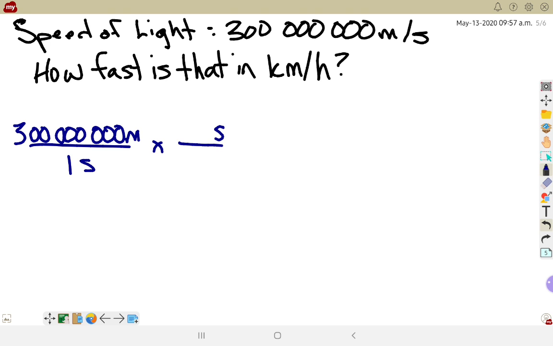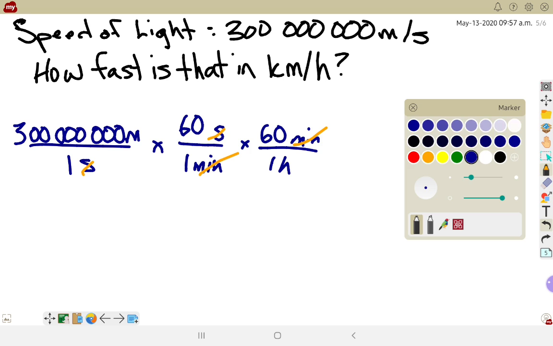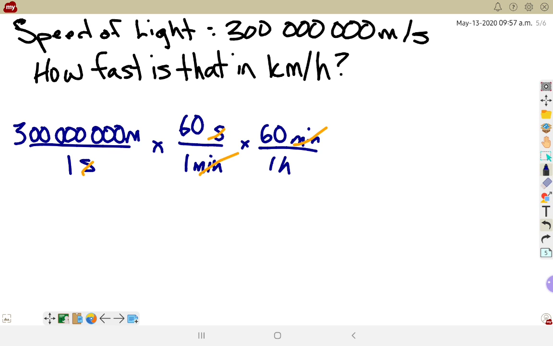Now I need some conversion that I know. Well, I know that there's 60 seconds in 1 minute, so I can do that. But then I don't really want minutes, so I got to put minutes up top. And, well, I know that there's 60 minutes in 1 hour. All right, so that's going to cancel out. My seconds are going to disappear. My minutes are going to disappear, and I'm going to be left with hours. So that's great. I've already changed it now, so I got meters per hour.